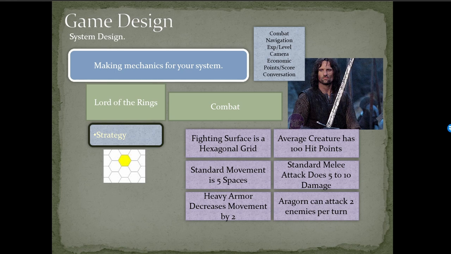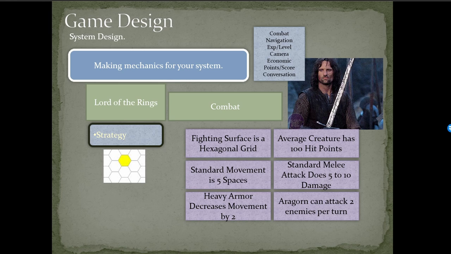Here we've got an example of a special ability. Aragorn can attack 2 enemies per turn, so he's just so good in combat that he can hit one and then another. Generally they have to be standing next to each other, or we could even add some movement into his ability so he can attack one and then move another hex and attack another. All sorts of ways to do it, but this is just the most basic example of what mechanics you would see in this sort of combat system.